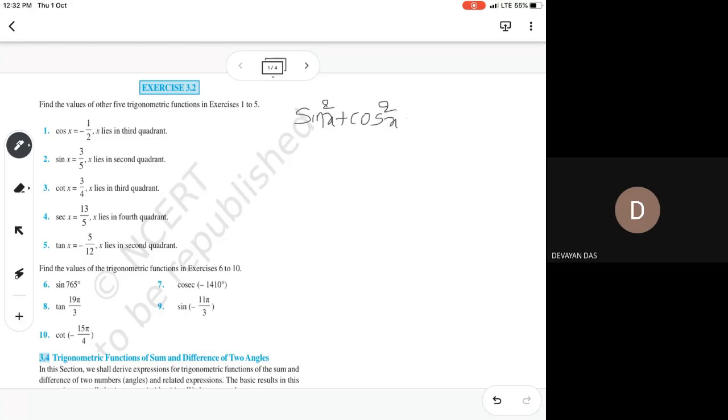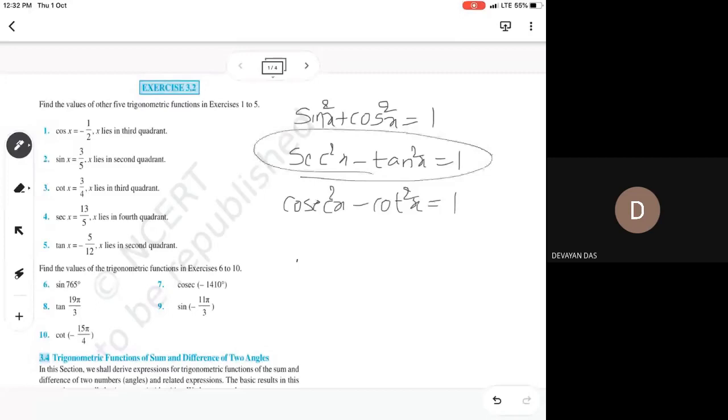You should learn more. sin square x plus cos square x is equal to 1. Secant square x minus tan square x is equal to 1. Cosec square x minus cot square x is equal to 1. So if you take into consideration, 1 plus tan square x is equal to secant square x. Or you can write secant square x minus 1 is equal to tan square x.